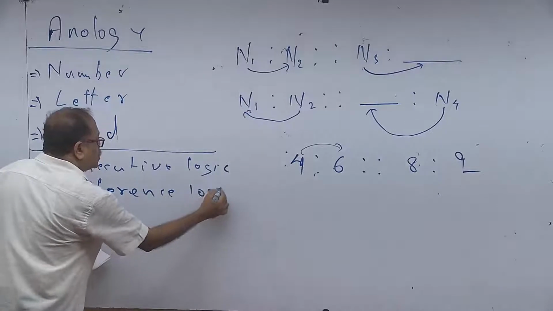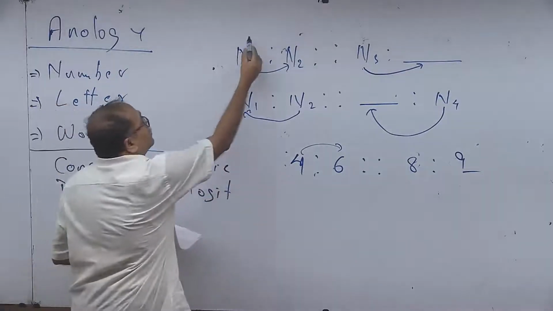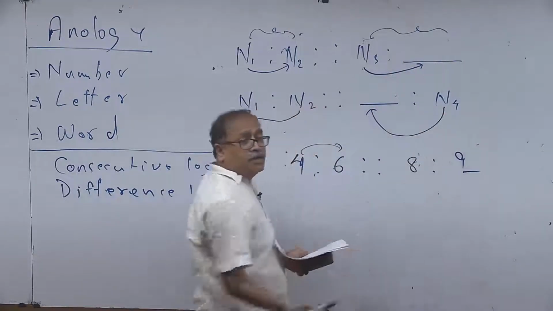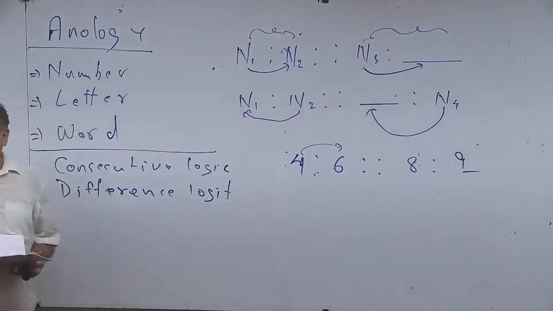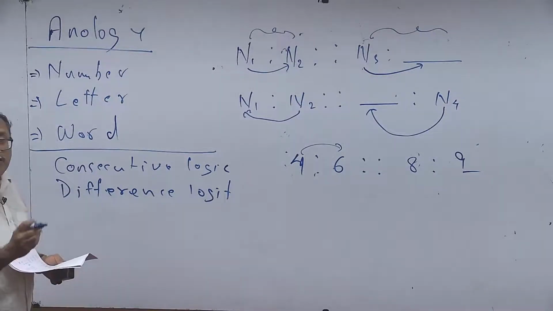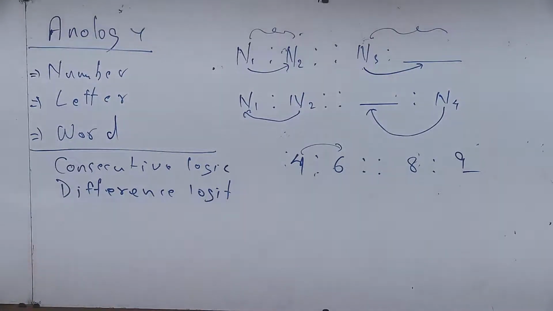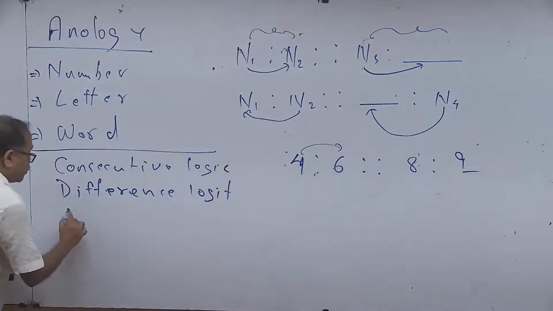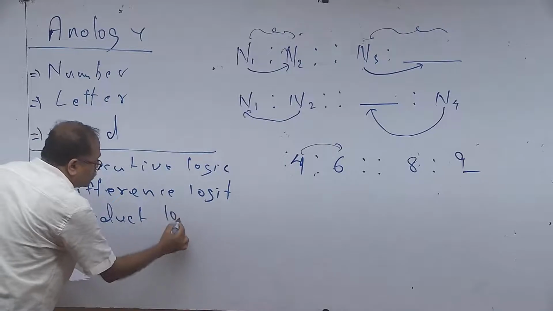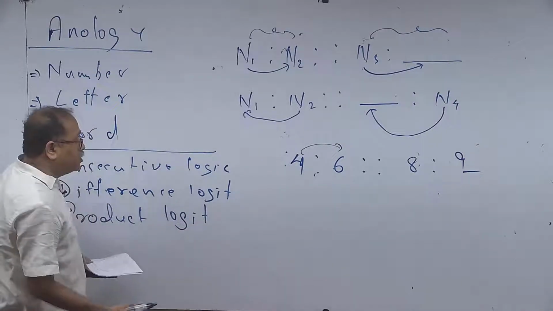Okay, it could be a difference logic. So from one number to another number, a particular difference exists. The similar difference will come from here to here. Difference logic, right? So it could be plus or it could be minus. Basically I am talking about difference logic. The same way, the product logic. What is that product logic?